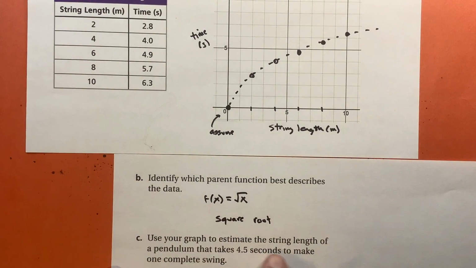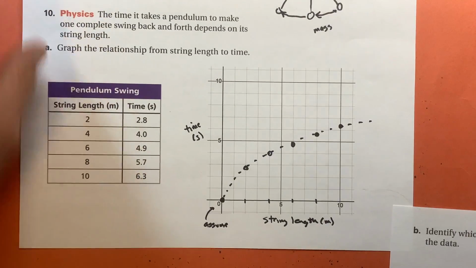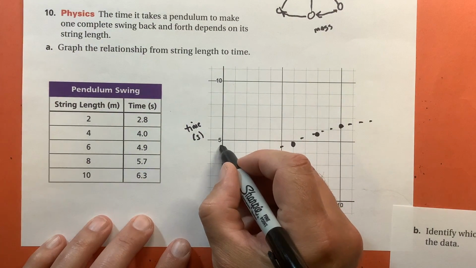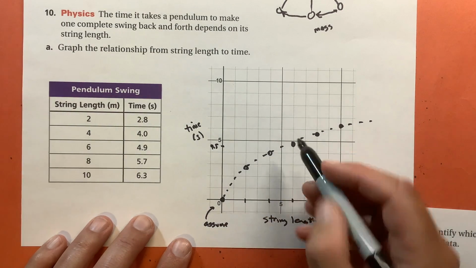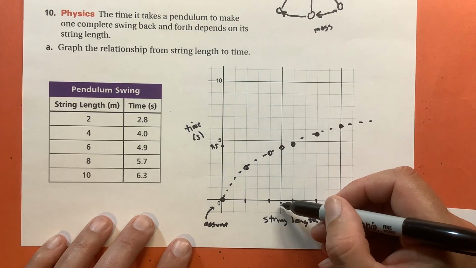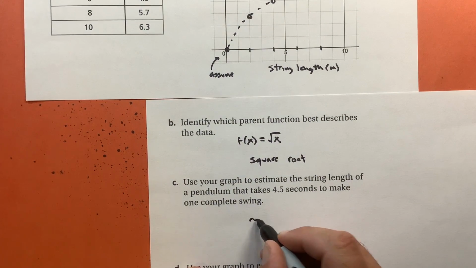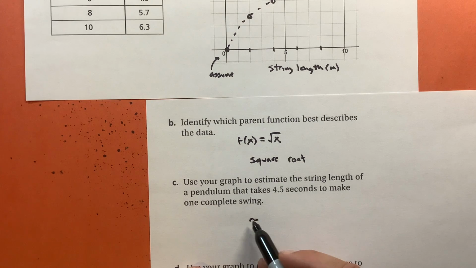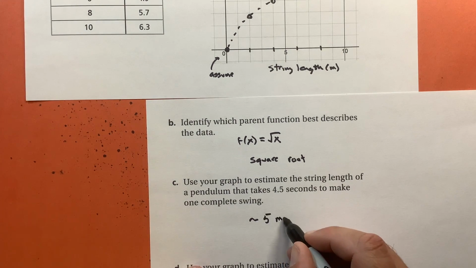Now we're going to use the graph to estimate how long the string is if it takes 4.5 seconds. Let's go here. 4.5 seconds is right here, 4.5. And if I come over, well, it looks like right about here maybe, which would be about 5 seconds. So this symbol right here, that squiggly line, it's called the tilde. That's our symbol for approximately. So we're going to say approximately 5 meters.